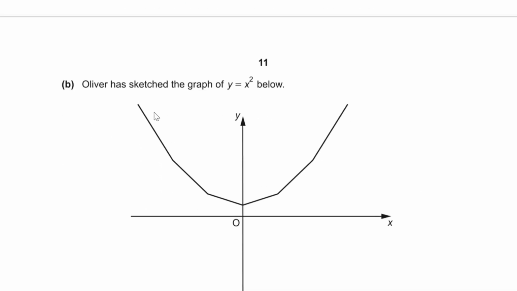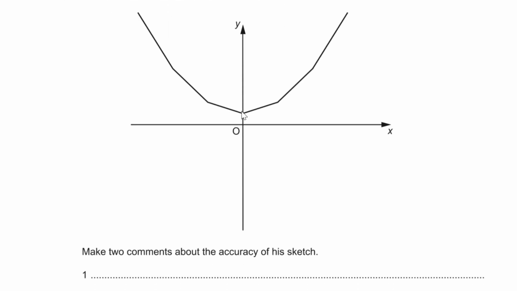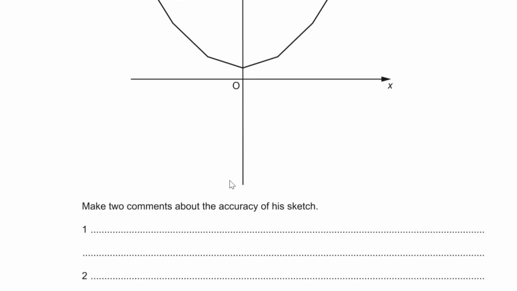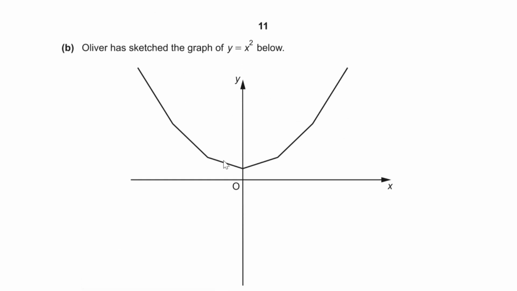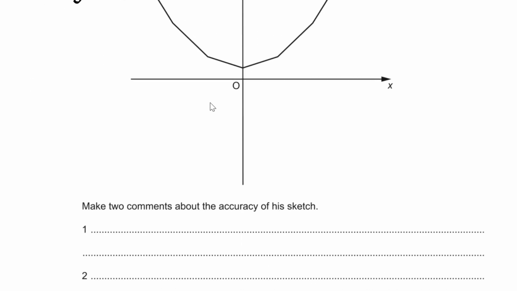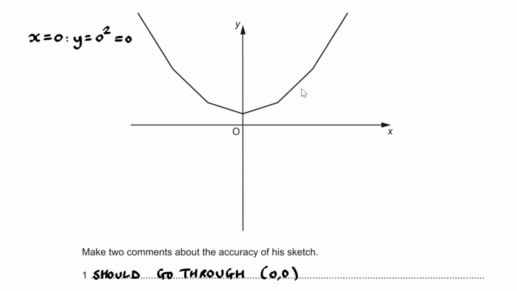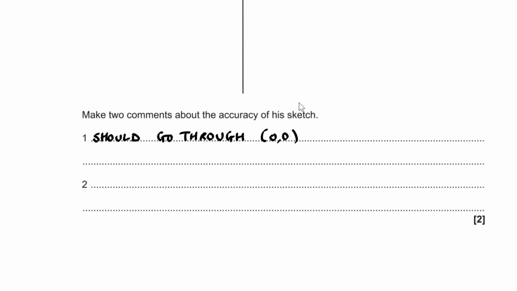And now for part B, Oliver has sketched the graph of y equals x squared, that's what we see here, and we have to make 2 criticisms about the accuracy of his sketch. Well, first thing, if we've got y equals x squared, you can see when x is 0, y will equal 0 squared, which is 0. So the first point we should make is it should go through the origin 0, 0. And the second point, well, we've got here straight lines, and what it should be is a curve. So it should be a curve.